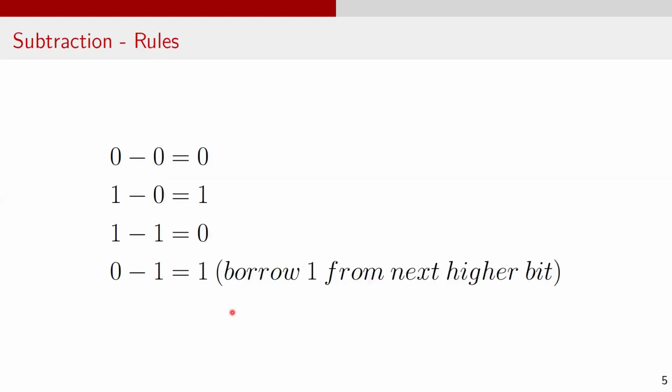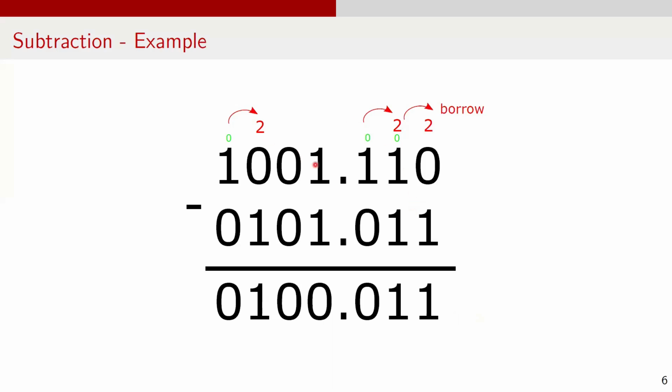Now we will see how to do subtraction. First, the rules of subtraction. 0 minus 0 is 0, 1 minus 0 is 1, and 1 minus 1 is 0. 0 minus 1 gives 1, where we borrow 1 from the next higher bit. Let's do an example to understand binary subtraction. We start doing subtraction from the rightmost bit. Also, we can borrow a bit from the next higher bit if required. So let's start from here.